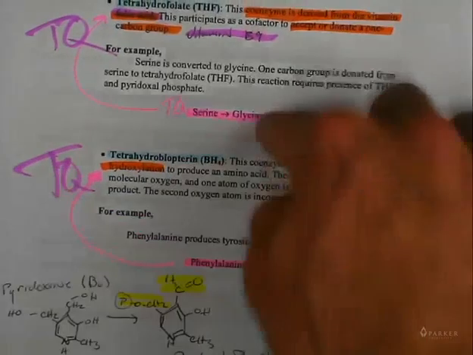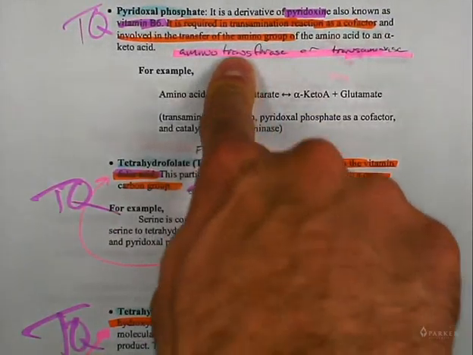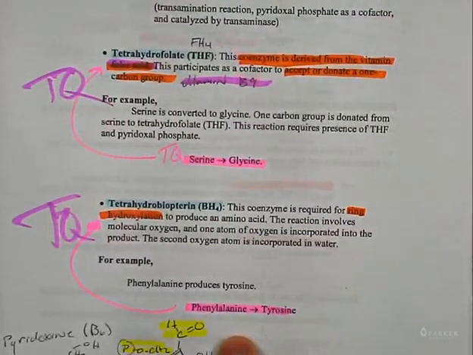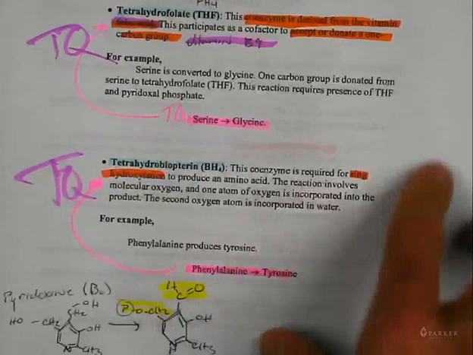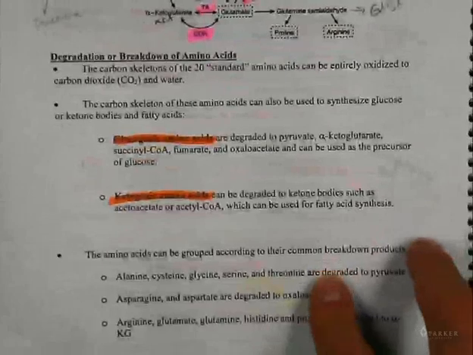Make sure you know those examples: there are 3 examples for pyridoxal phosphate, 3 transaminations, 1 example for tetrahydrofolate, and 1 example for tetrahydrobiopterin. Also know that in general it's ring hydroxylation, 1-carbon transfer, and transamination. Okay. That's on here as well, somewhere.